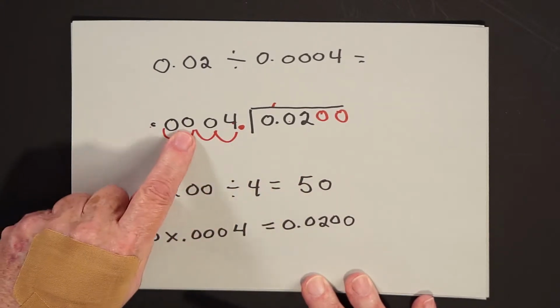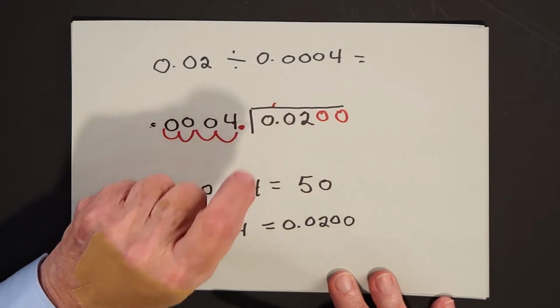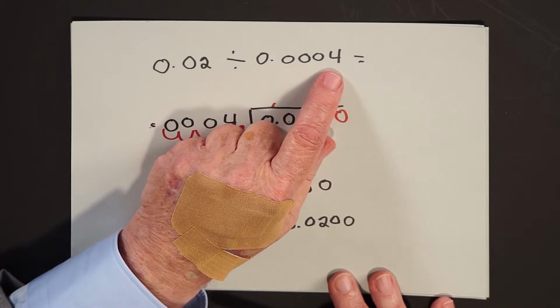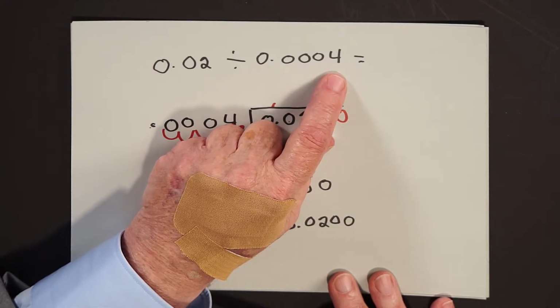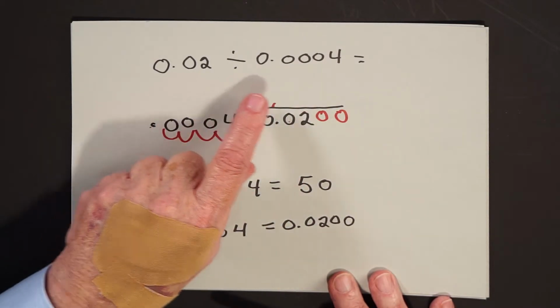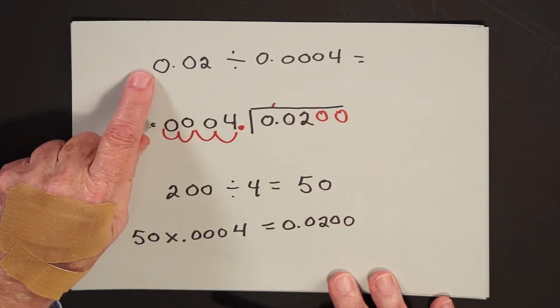The logic of this is simple if I use what we've learned before. What we already know is how to solve this problem if the 0.0004 had been a whole number. The problem is it's not a whole number. So the trick is, how can we make it into a whole number without changing the meaning of this problem?